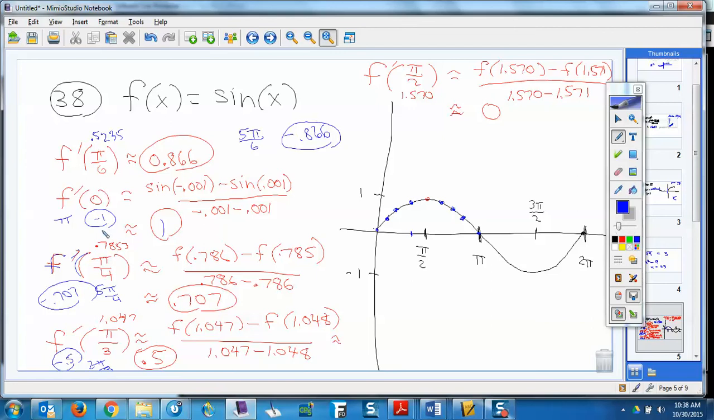Then what they want you to do is graph the f prime points. Did you get it graphed? Was it really cool? Look at these values. Did that look familiar at all? 0.866? What's 0.866? Root 3 over 2. What's 0.707? Radical 2 over 2. Right?